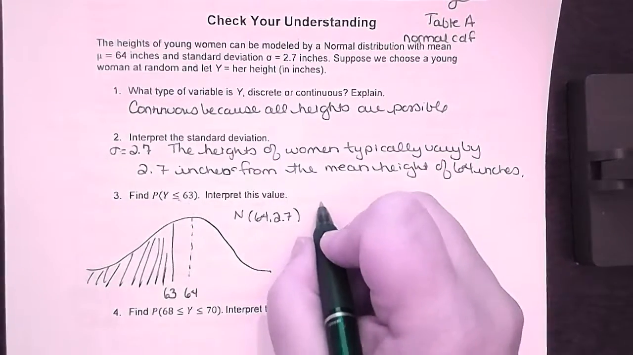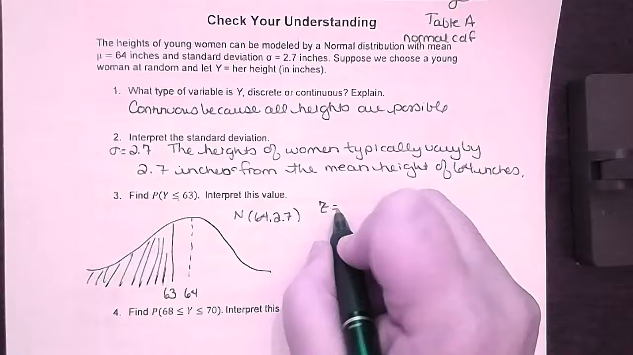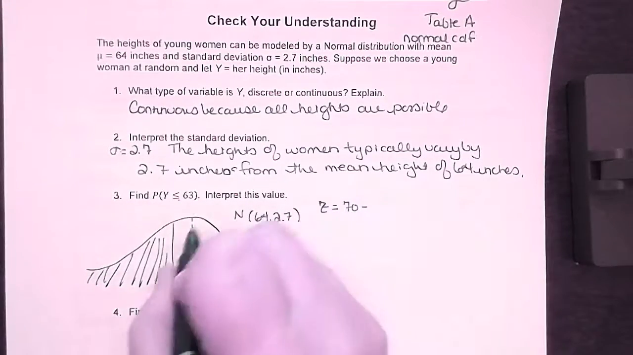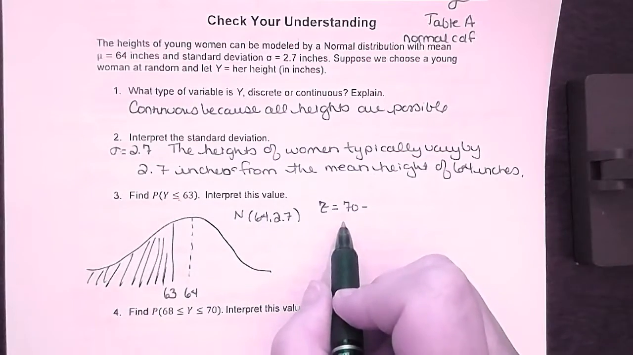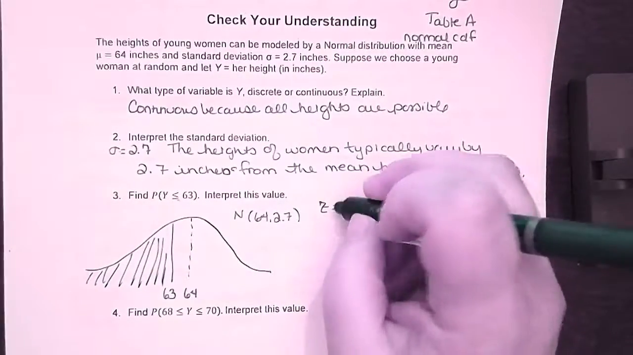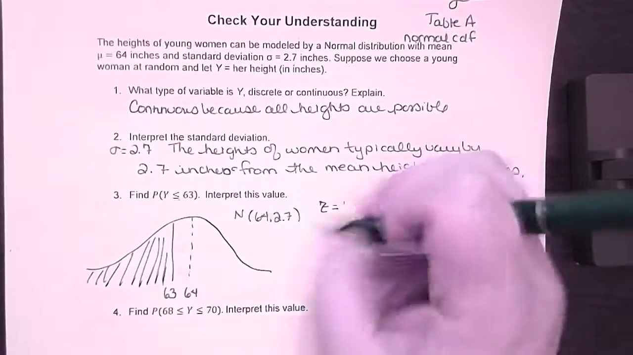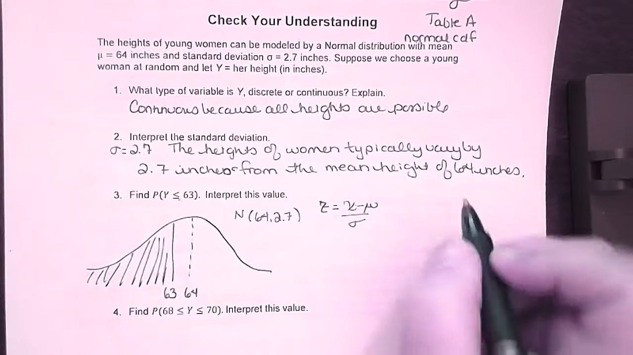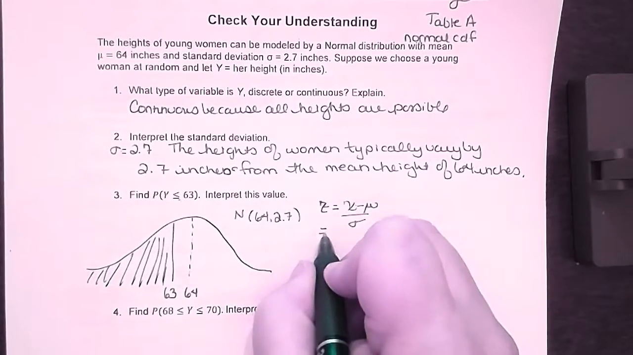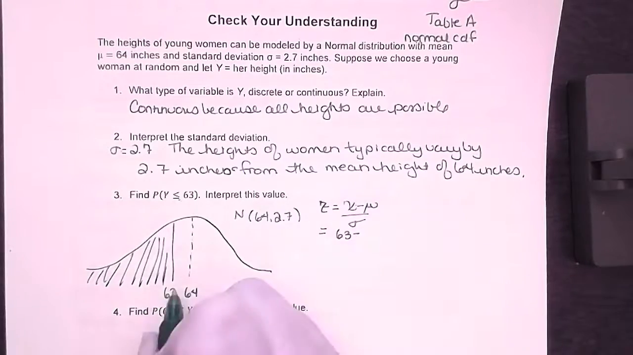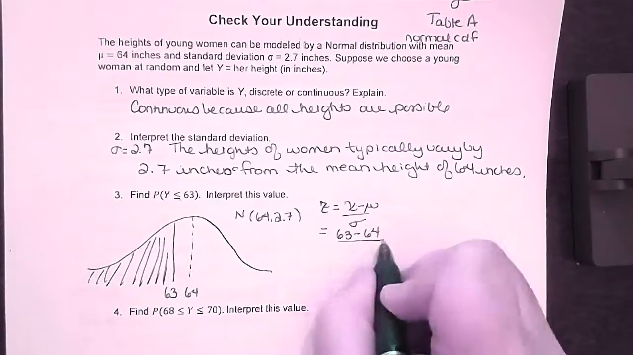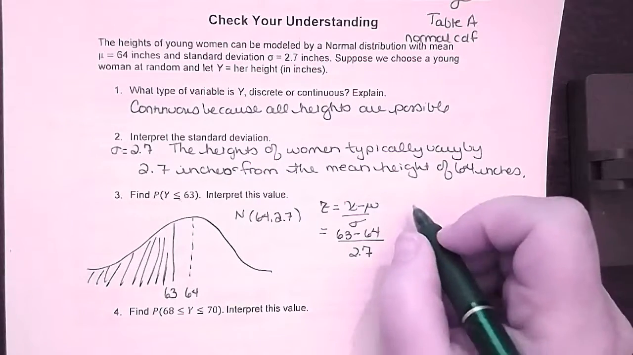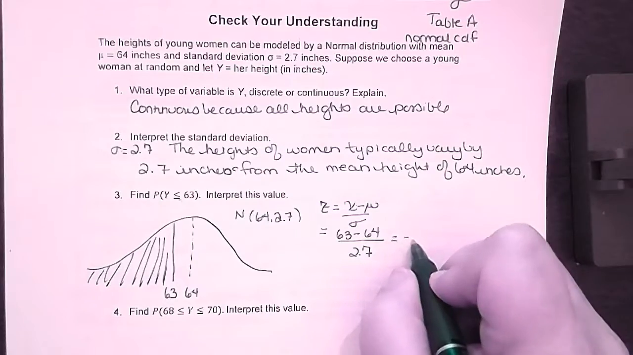So what we would do is first calculate the z-score. So that is the x value, which is 70. Oh, I'm sorry, 63. So let's write out that formula for the z-score. It's the x value minus the mean divided by the standard deviation. So that is 63 minus the mean of 64 divided by the standard deviation of 2.7. And that's going to give me a z-score of negative 0.37.